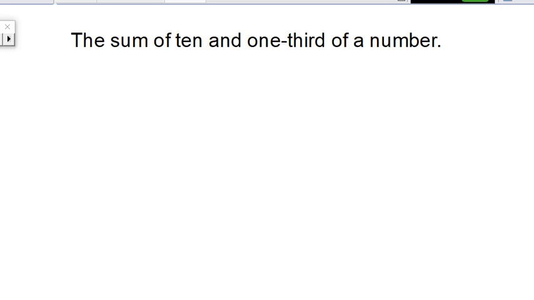Okay, let's take a look at the sum. Sum means we're going to be adding. We're going to be adding some things together. We'll put them in these spots here. The sum of 10 and 1/3 of a number. Okay, so I'll go ahead and put 10 and 1/3 of a number. Well, 1/3 of a number would be 1/3 n. 1/3 times n.